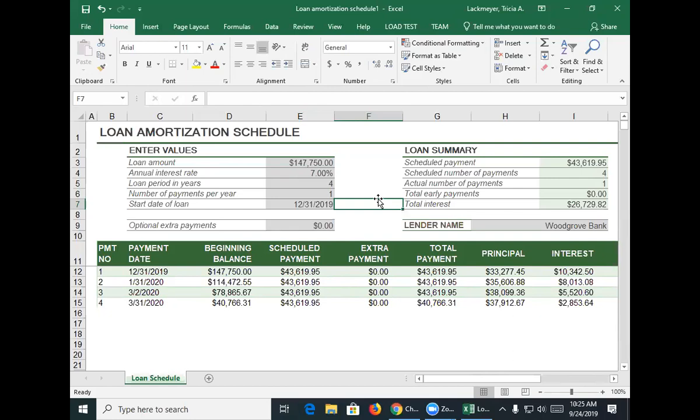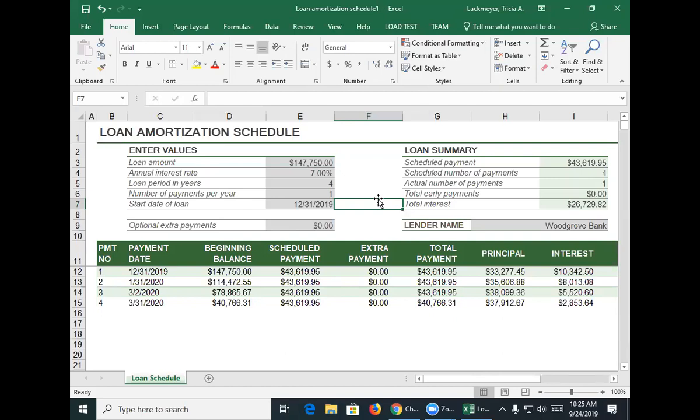So obviously we rounded the payment to a full amount of $43,620. It has 2 decimals on here, but as you can see, it's pretty close to the same. On ours, our scheduled payment was $43,620. Our principal in the first year was $33,277, and our interest was $10,343. On our example, we rounded to whole dollars, but it's the same information. Pretty cool, huh?